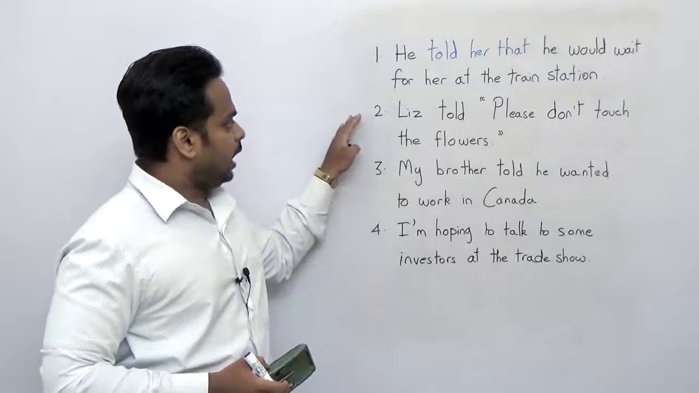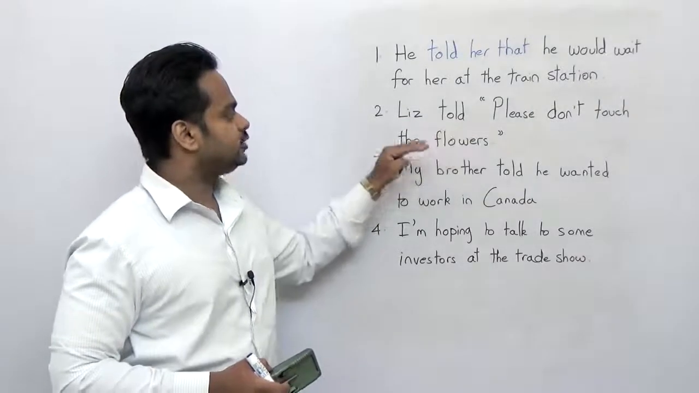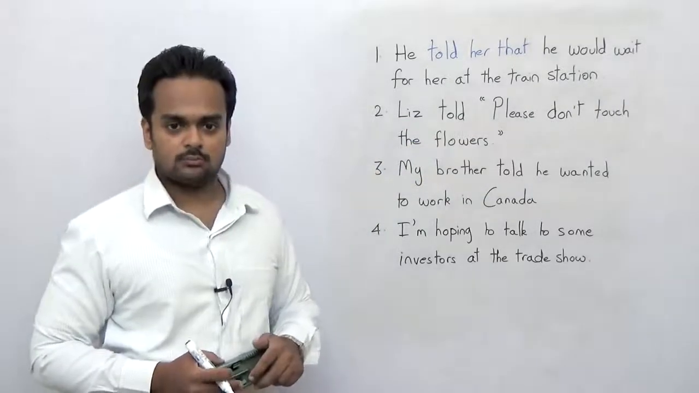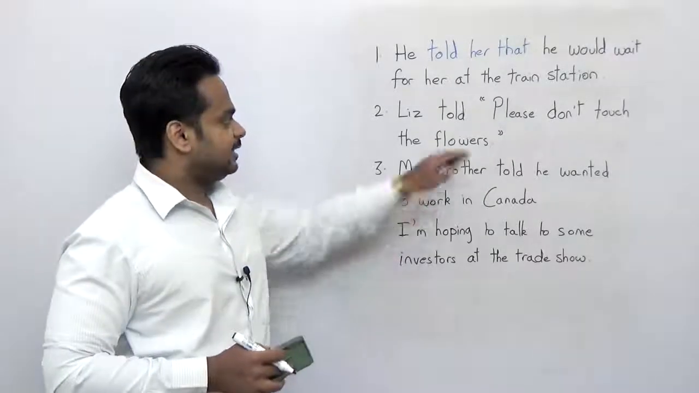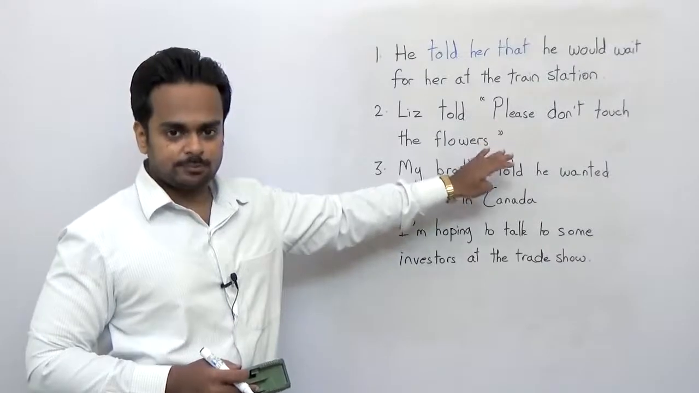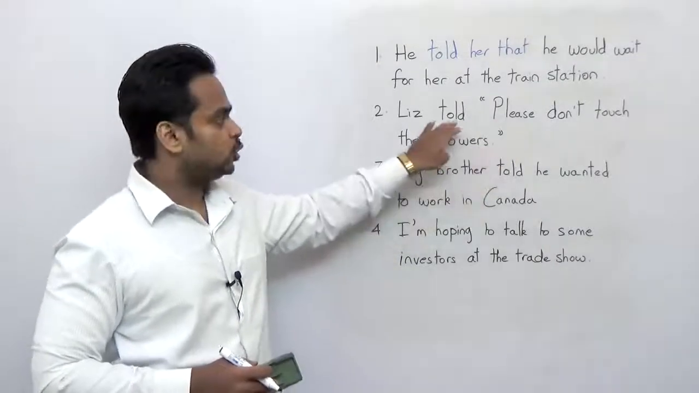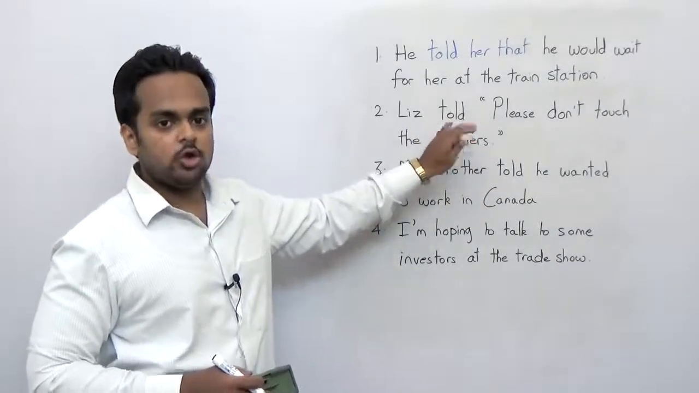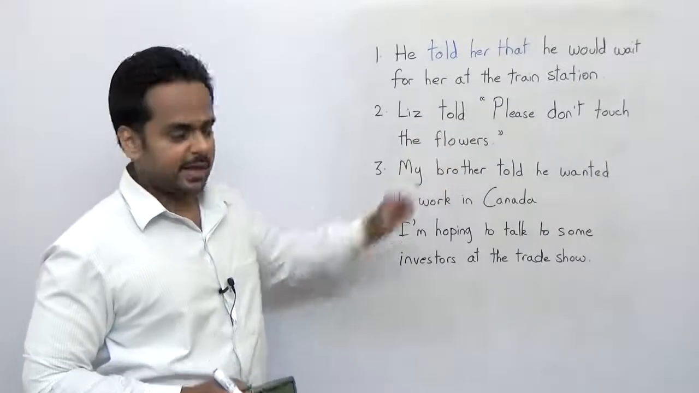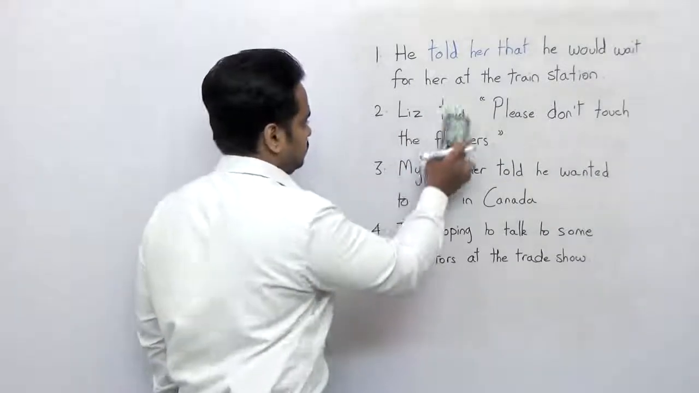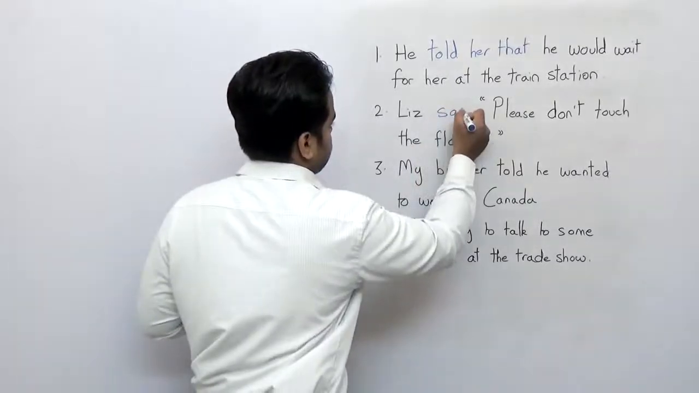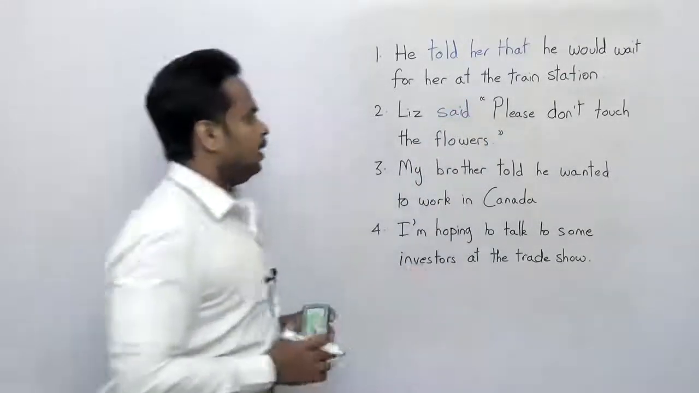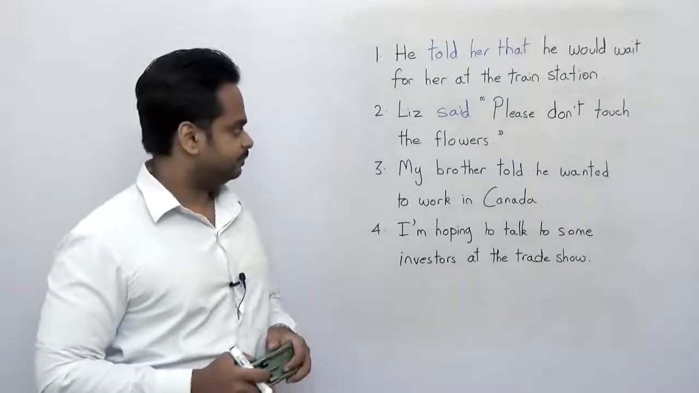Number 2, Liz told, please don't touch the flowers. What's the problem here? The problem is that this is direct speech. With direct speech, you cannot use the verb tell. You must always use say. So Liz said, please don't touch the flowers.